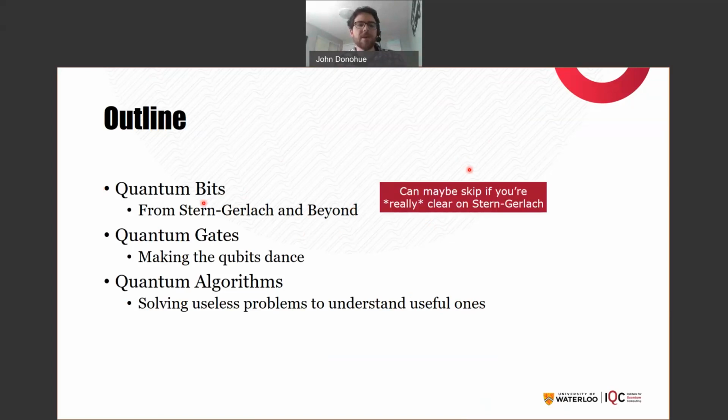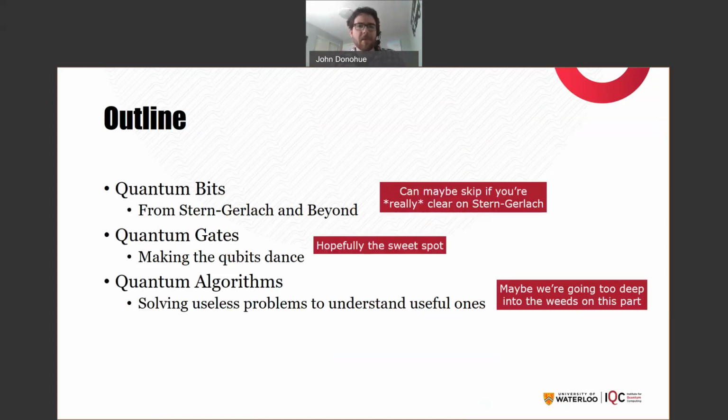So the first bit on quantum bits, if you're really, really clear on the Stern-Gerlach experiment, we're not going to be talking too much about it, but you might be able to skip that. For the quantum algorithm session at the end, we're going to be getting into the weeds a fair bit with the mathematics, but I'm really hopeful that in this middle section, we're able to pick up something. So this is going to be a theoretically minded lecture. We're not going to be talking too much about really specific experimental things.